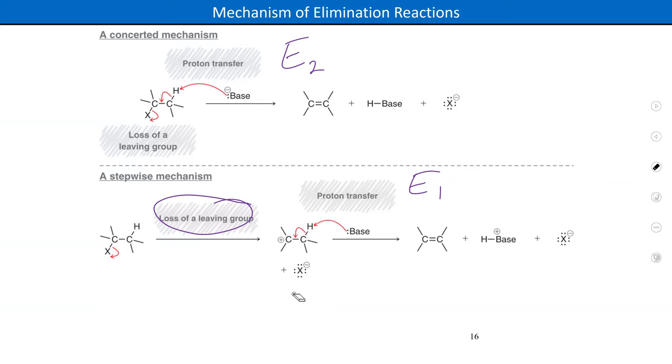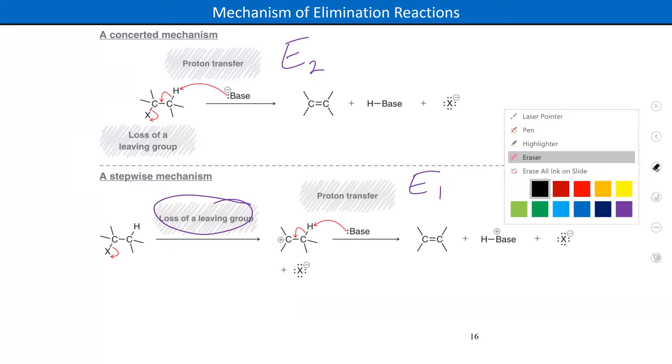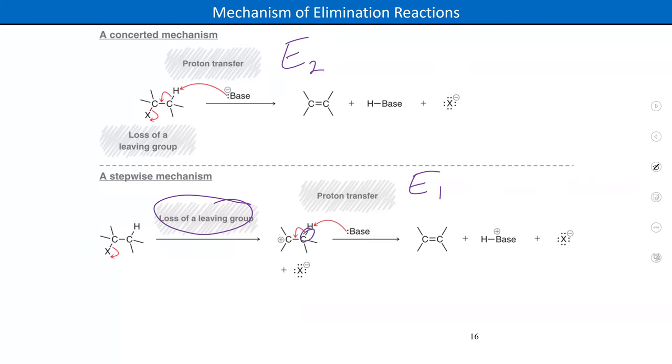And the carbon-hydrogen bond that's breaking turns into a new pi bond, because this pair of electrons right here is left behind when the base takes the proton. Carbon's not that electronegative, but it's more electronegative than hydrogen, so it's able to hold onto those electrons. And so you get an alkene plus your protonated base and your leaving group.